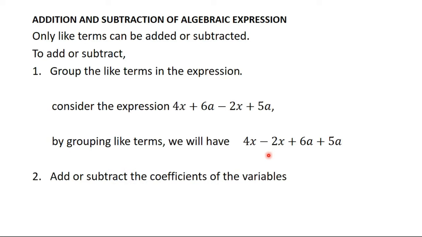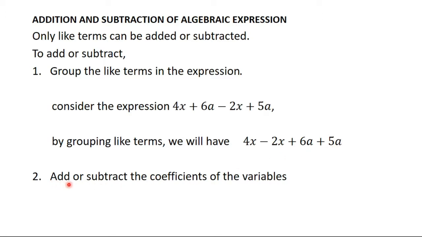Then from there, you add or subtract the coefficients of the variables. In the previous video, we learned that the numbers attached to the letters are the coefficients of the letters or the variables. So in this case, the number attached to x is 4. So 4 is the coefficient of x. The number attached to this x is minus 2. So minus 2 is the coefficient of x. The number attached to a is 6. So 6 is the coefficient of a. And in the last term, the number attached to a is 5. So 5 is the coefficient of a.